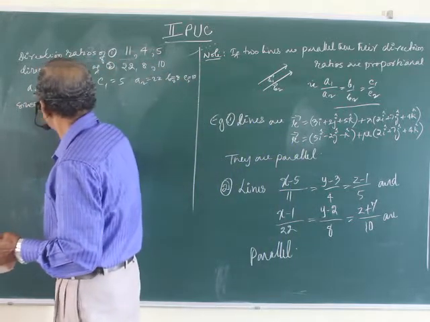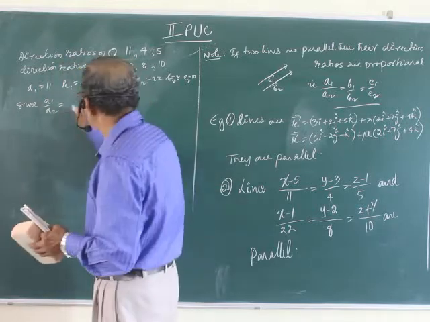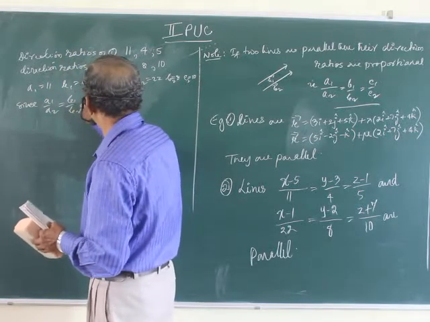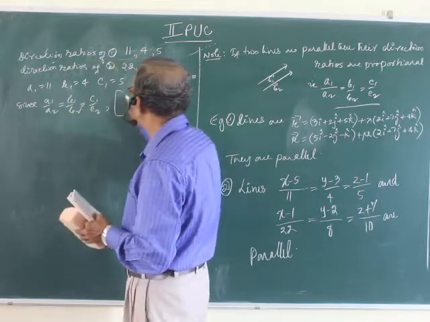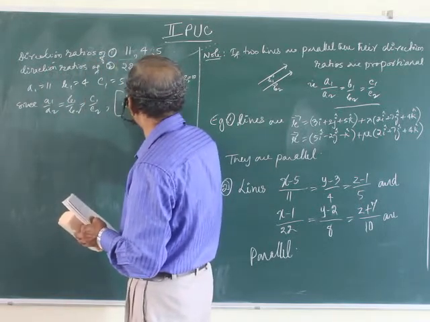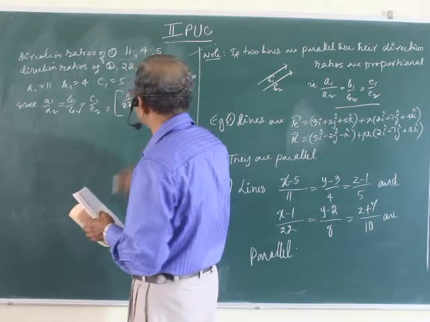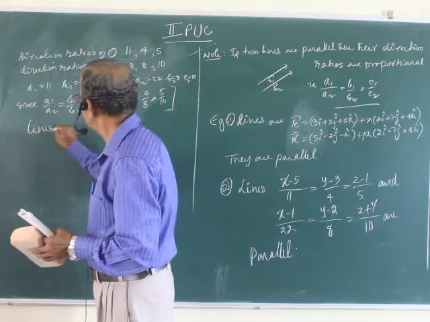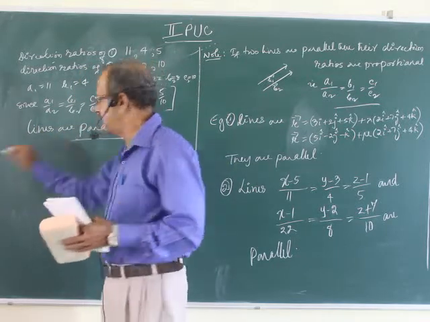Since A1 by A2 equal to B1 by B2 equal to C1 by C2, that is 11 by 22, 4 by 8, 5 by 10, the lines are parallel. Now I think you got the idea.